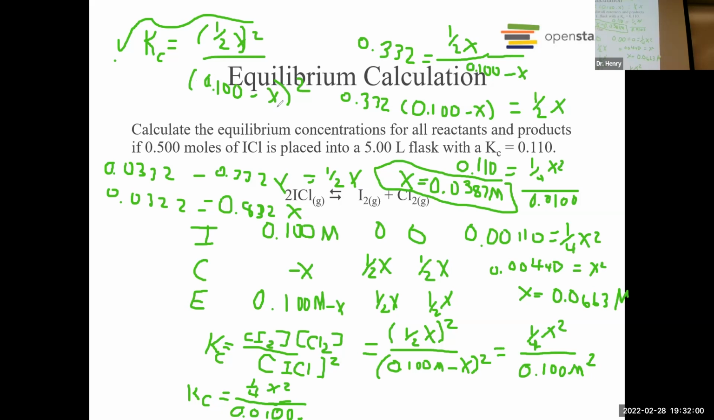Because this whole thing is squared, right? So I take the square root of the entire thing. This is 1/2 x squared, and this here is 0.100 minus x, squared. We take the square root of 0.110, so the square root of that should be 0.3317, something like that.